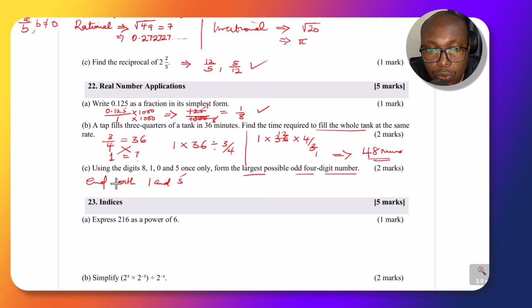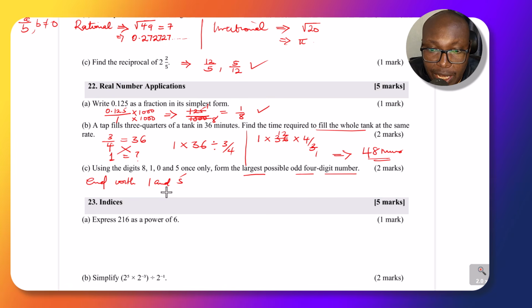So now between the two, 1 and 5, which are you supposed to take? Since you want to form the largest possible number, you need to be very tactful in the number that you choose. I know most of the learners will go for 5 to be the last one. But if you go for 5, I'll put the two scenarios.